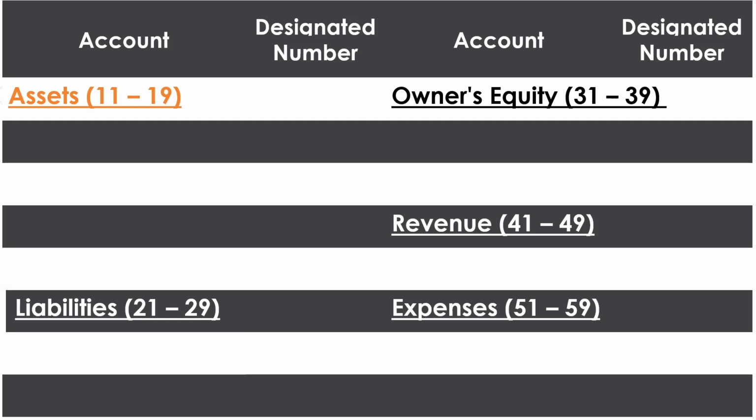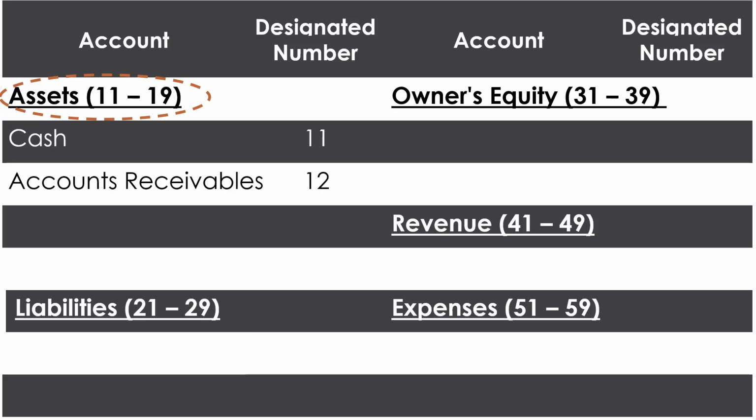Assets are the things a business owns, and they are assigned numbers from 11 to 19. Cash is listed first, number 11, because it's the most liquid asset. Next, we have accounts receivable at 12, representing the money the business expects to receive. Following that is supplies at 13, covering materials used in operations. Equipment is assigned the number 14, representing long-term resources.